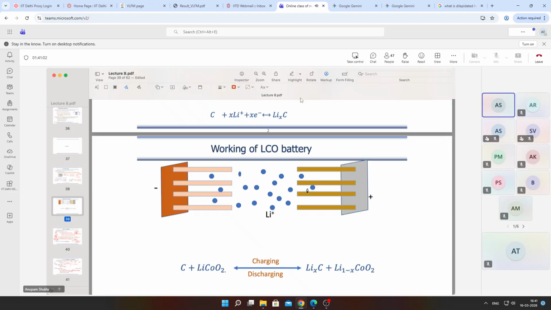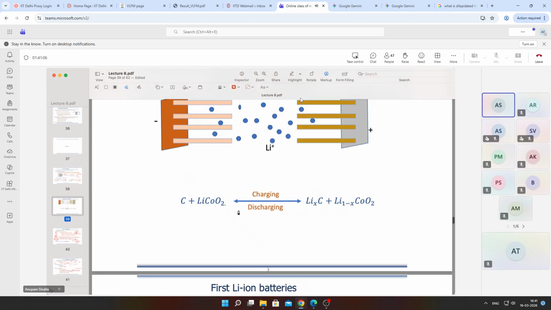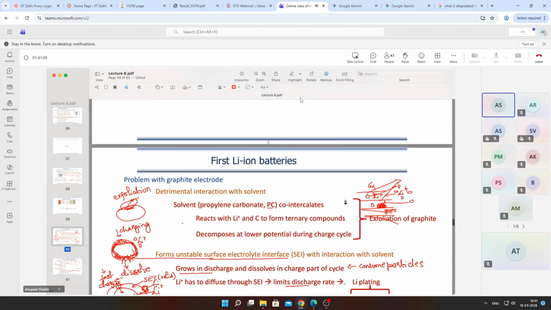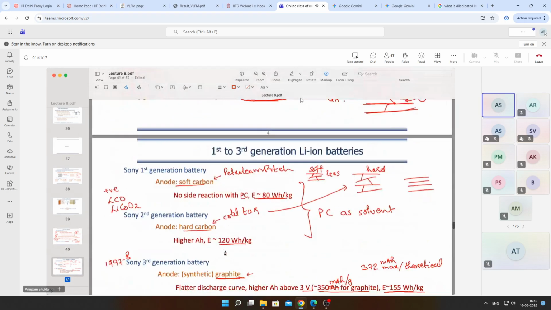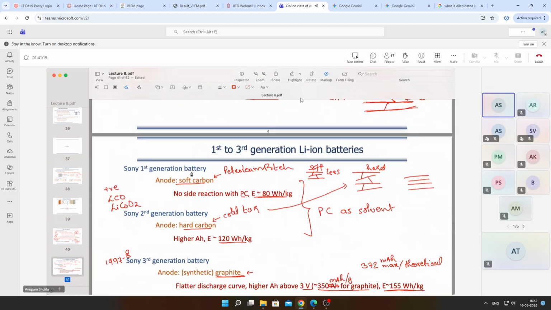And from 1982, people tried putting these things together to make a working cell. But because of this problem, they were unable to produce a cell which can work. The first battery, which was produced by Sony, came out in 1991. So it took another 9 years for people to figure out how to make a stable system, even when all the components were known. And what did they do?